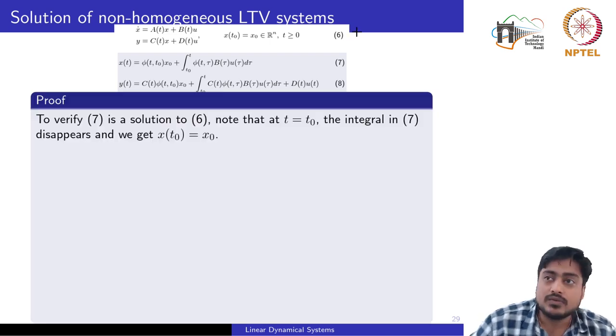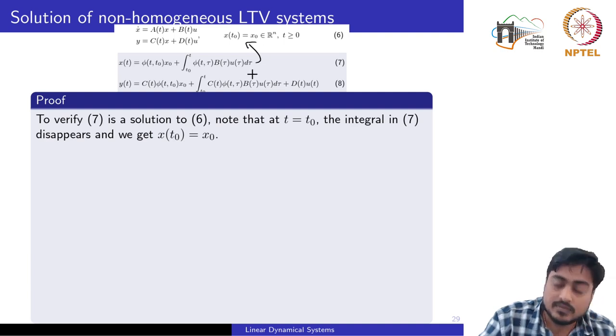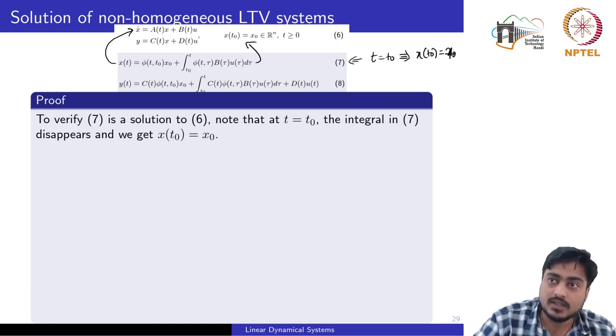So there are two parts of the proof. First, that this x of t should satisfy the initial condition. The second part is this one, meaning that because this is the x of t, in this equation 7, if I compute at t is equal to t naught, the solution should be x of t naught is equal to x naught, right?